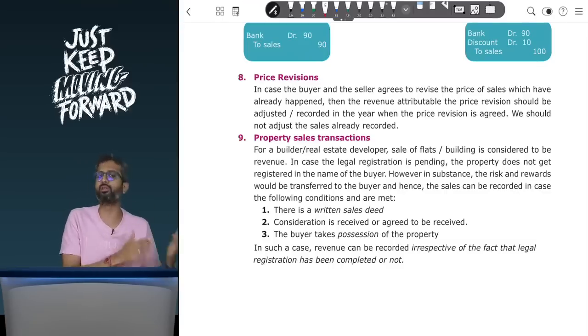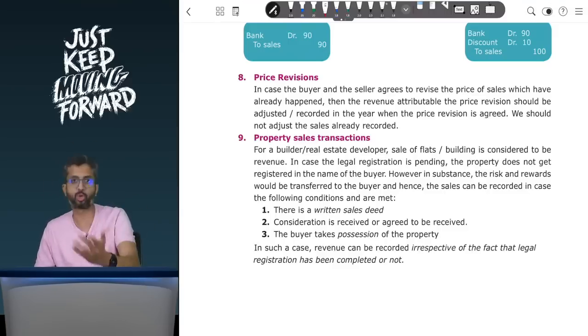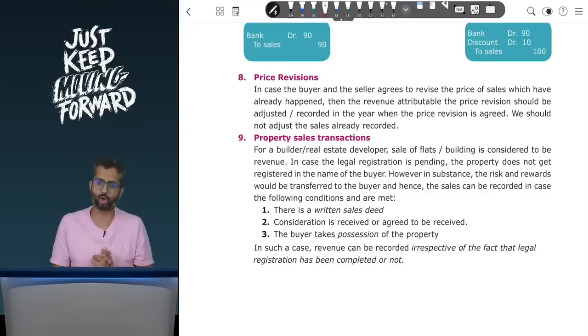You can't retrospectively restate it. Was this an error? No. Is it a change in accounting policy? No. It is a new fact, new circumstance which arose in 2021 and hence should be recorded in 2021 only.